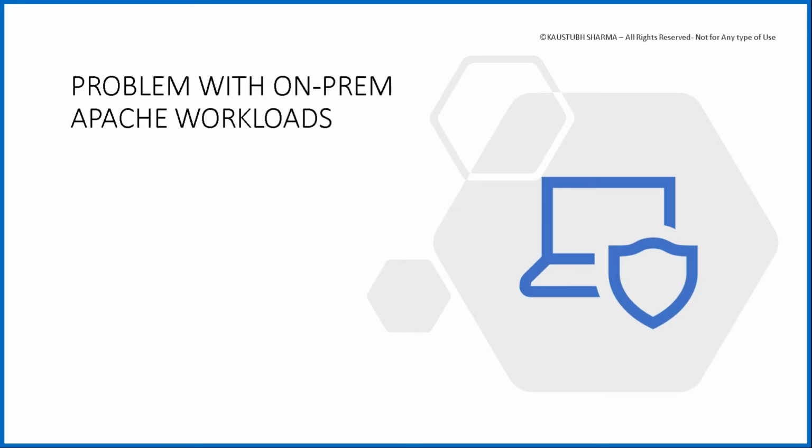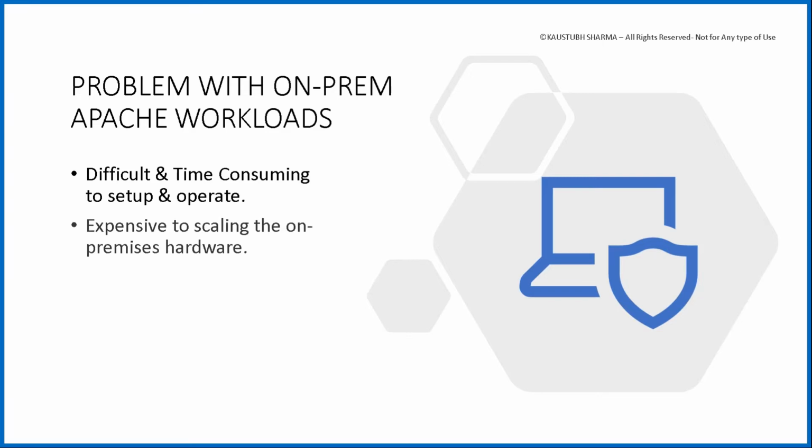So the problem with the on-premises Apache workloads is that it is a very difficult and time-consuming process to set up and operate them, as we have to set up a team to manage these workloads. Also, we have additional requirements like 24/7 electricity and air conditioning. So there are multiple items we need, which make the whole task very difficult, expensive and time-consuming.